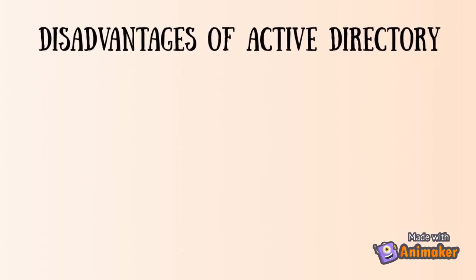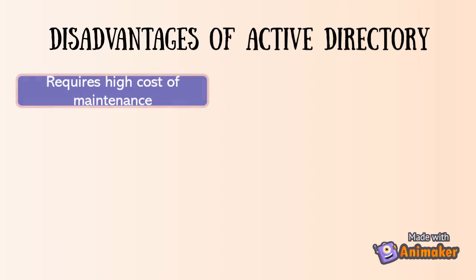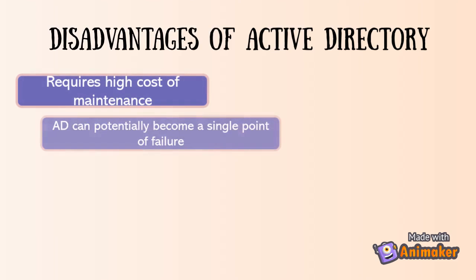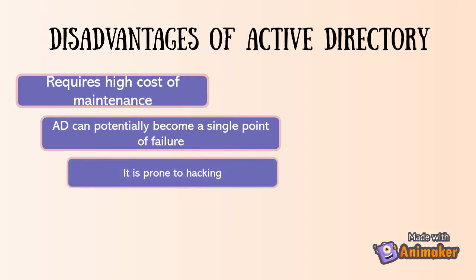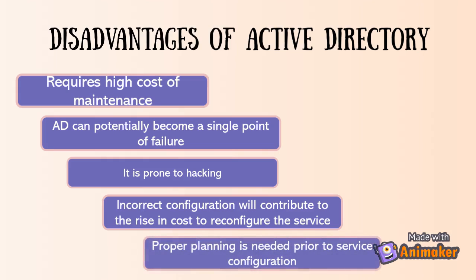Next, I will show the disadvantages of using Active Directory. First, the maintenance costs of this service are high. If the Active Directory goes down, so does your network. It is also prone to being attacked by hackers. Moreover, if it is set up wrongly, it will take your time and money to remove and set it up all over again. Lastly, it needs good planning to make sure it is set up properly.